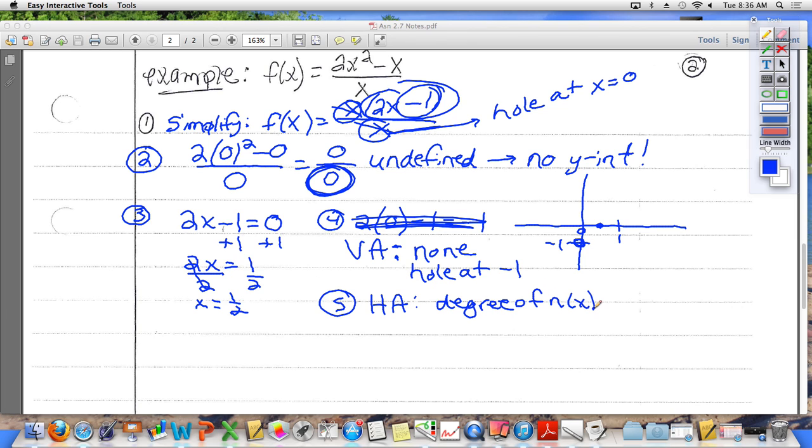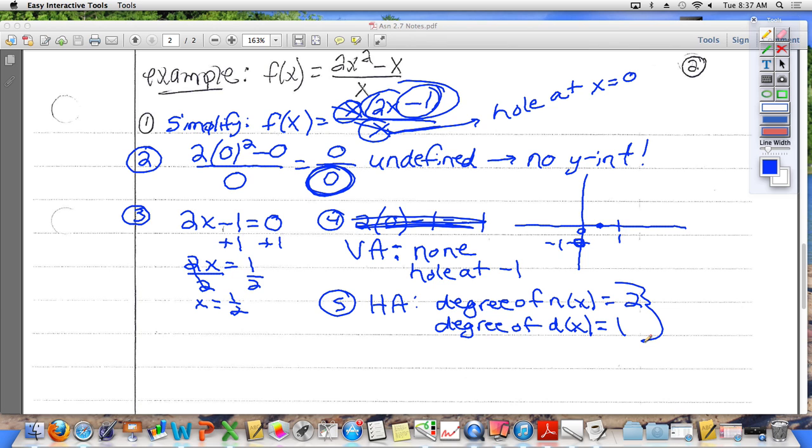The degree of the numerator of x is equal to 2. What about the degree of the denominator? The degree of the denominator is equal to 1. The degree of the numerator is bigger than the degree of the denominator. What do your notes say about that?